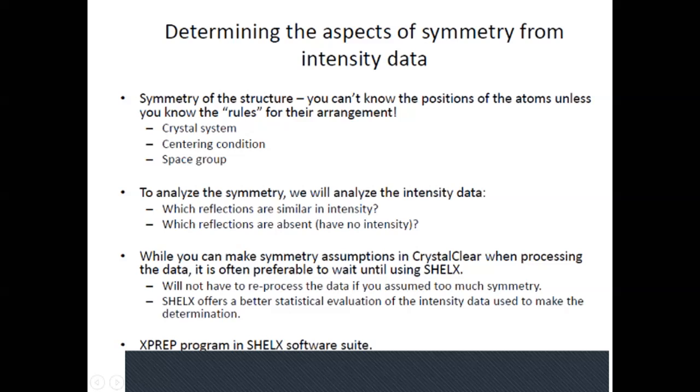And so in the old days, there was this program called XPREP that would actually go through, look for systematic absences in SHELX, and determine what is the most likely space group. Nowadays, it's all built into OLEX. So the thing I'm trying to tell you here is don't be alarmed. You don't have to go through and do this by hand. I'm just trying to show you the mechanics so you understand what's going on when you see this being done on the computer.